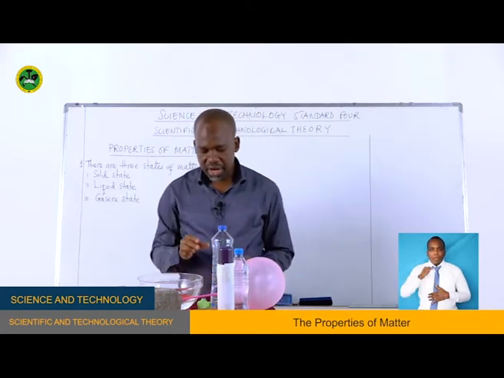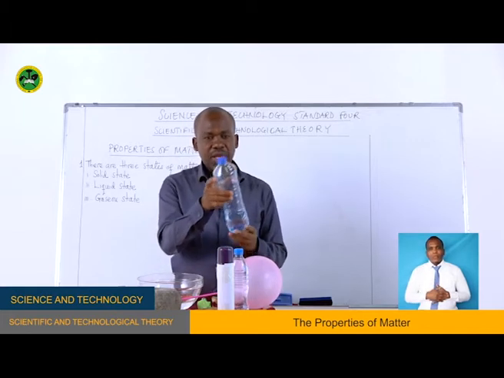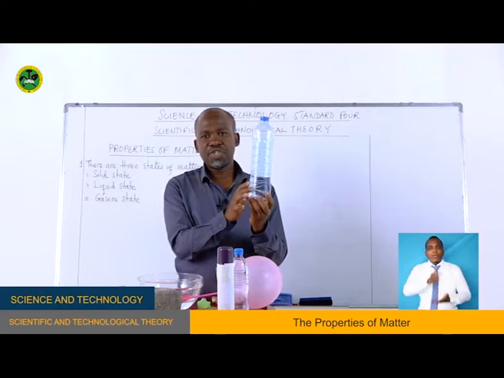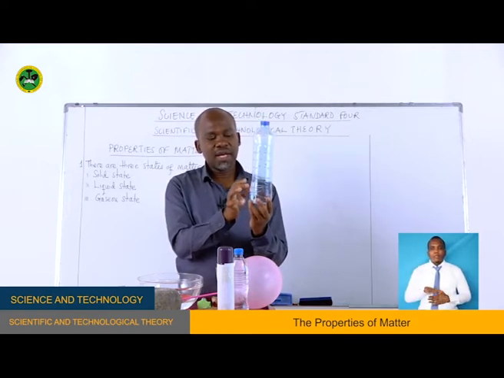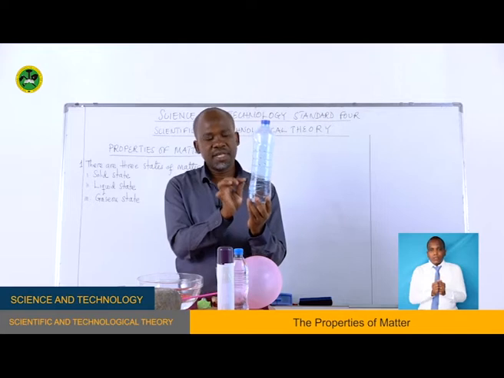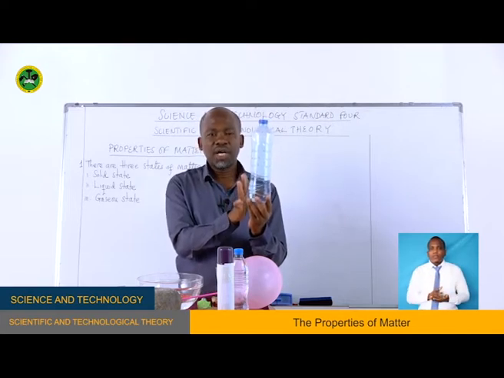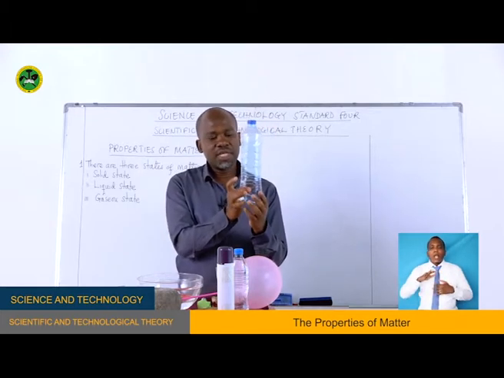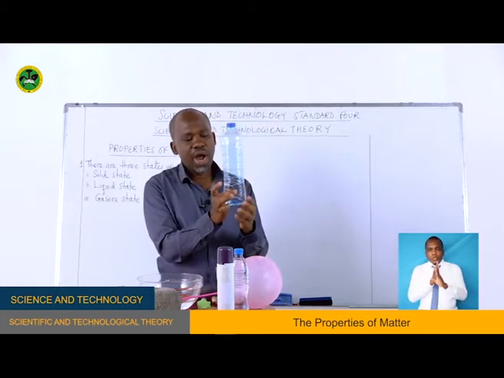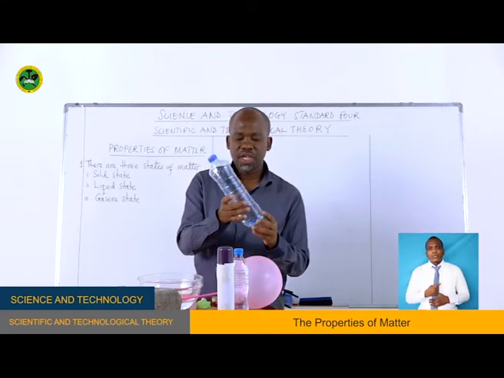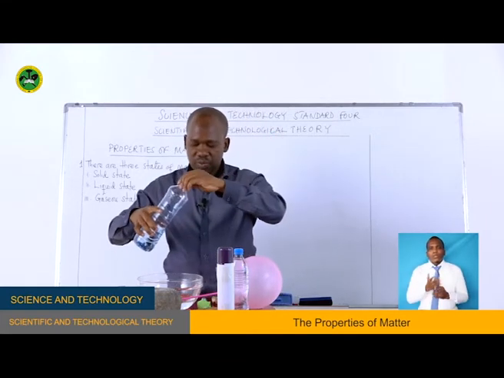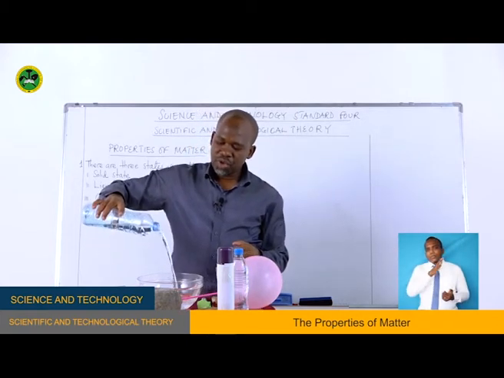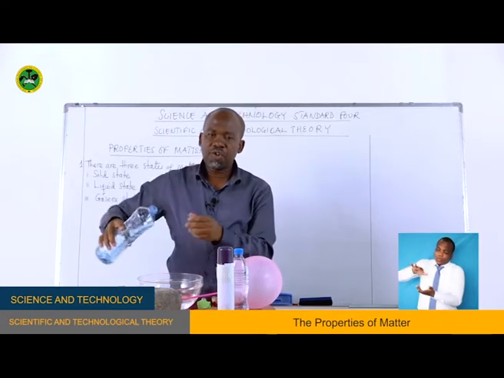Here also I have a bottle. Inside the bottle there is water. Water is an example of matter, but this water falls under the liquid state. Why do we say liquid state? Because the water can flow. If you shift water from the bottle to the bowl, you see the water is flowing.